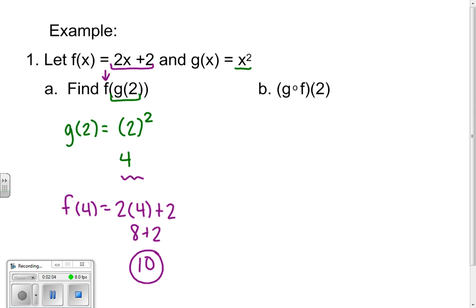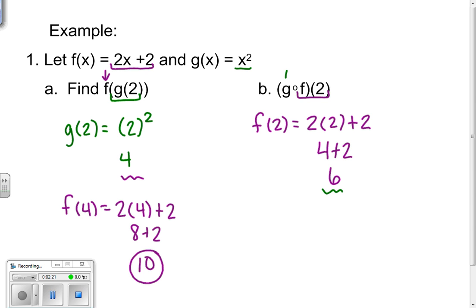If you take a look at letter B, it's written using different notation, but it's the same idea. The first thing I want to do is f of 2. f of 2 says put the 2 in for x in the f function. So 2 times 2 plus 2 is 4 plus 2, which is 6. Then take that 6 and plug it into g. g of 6 says I take 6 and square it. My final output is 36.